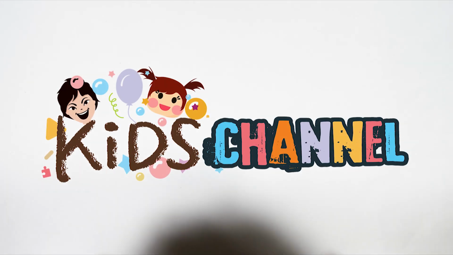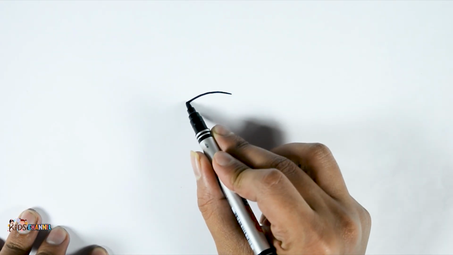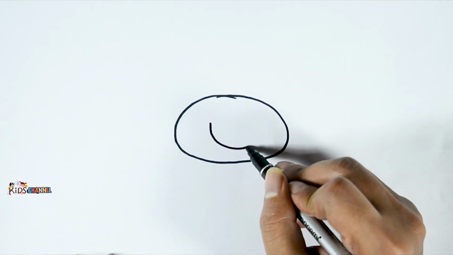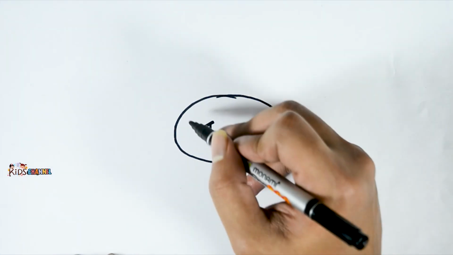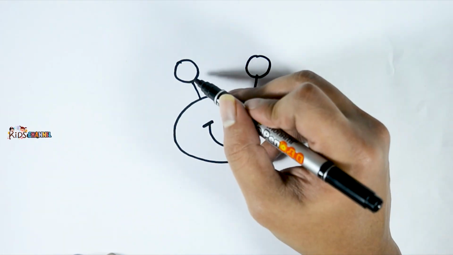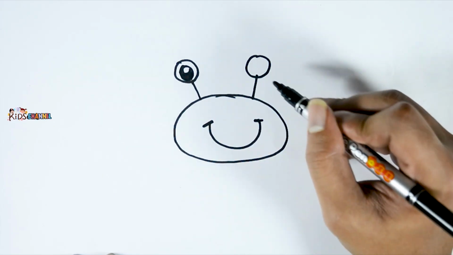Hey kids, today we're going to draw a crab. Let's get started. Draw the body. Curve for the mouth. Let's draw the eyes.